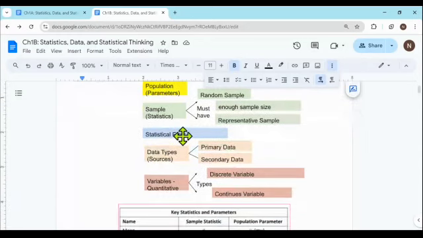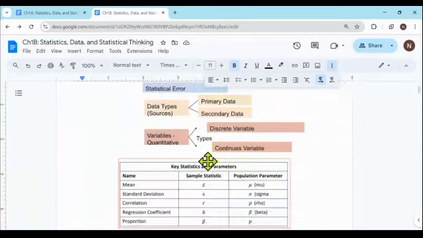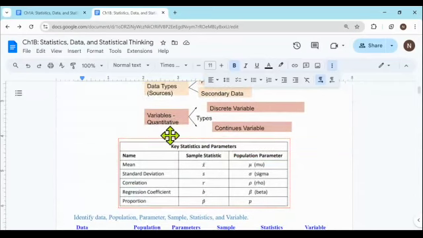Remember, always when you do the statistics and you get the numbers, there is always something called statistical errors associated with your answer. Now we have two types of data: primary data and secondary data, and we talked about this last time. Primary data is that you are the one who's collecting the data. The secondary data, you get it from somewhere else. Variables, specifically in quantitative, we have two types of variables: discrete variables and continuous variables. I'm just giving you a big picture of what we are covering.